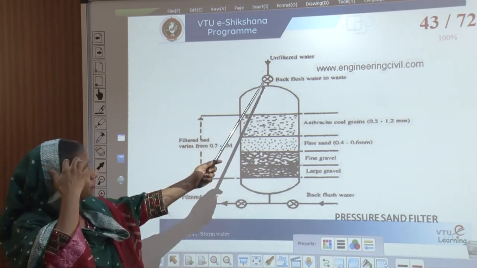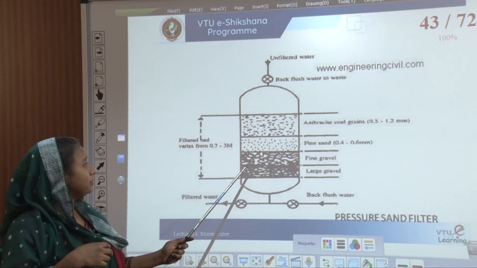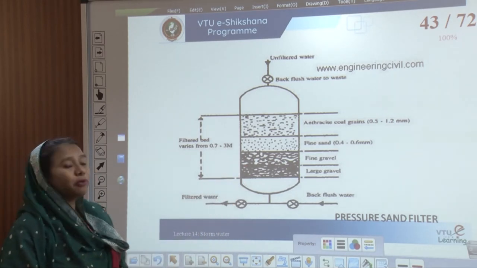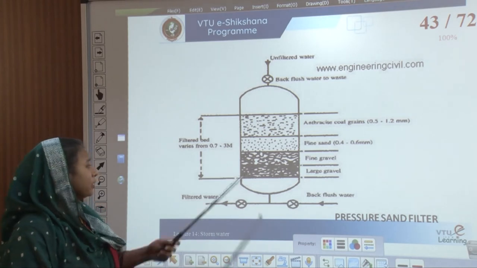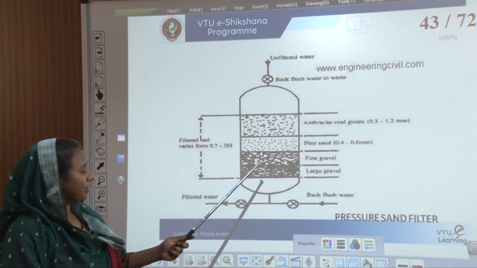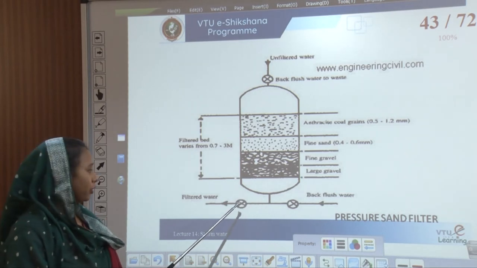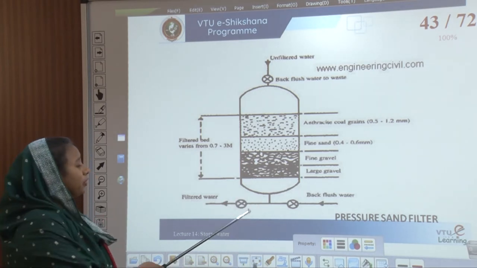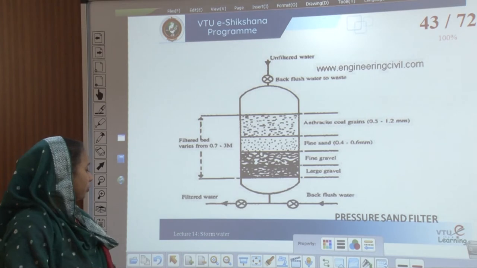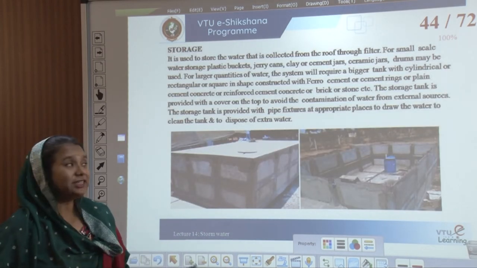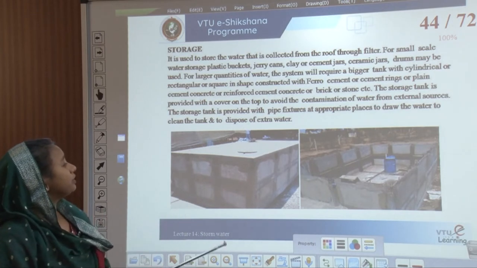So when all the unfiltered water enters into the system, this system of filters would be at least from 0.7 to 3 meters. They would filter it, and by the time it enters into the whole system of valves or pipes, the water would have filtered itself. So once the filtered water is treated, it enters into the storage cabins.